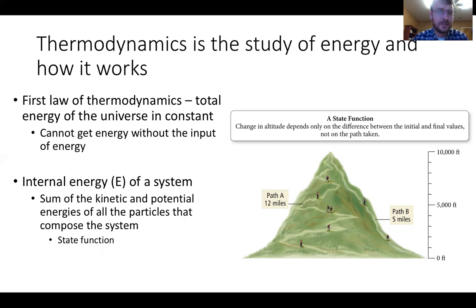We're going to start talking about this concept of system and surroundings, because the energy has to be transferred from one thing to another. What we're going to look at is what's known as the internal energy of a system. This is the sum of the kinetic and potential energy that composes that system. It is known as a state function, and a state function is very important. We're going to see why in the next couple of slides. A state function is important because it doesn't care about the pathway you take to get from point A to point B.